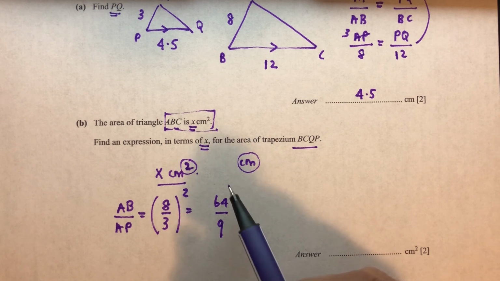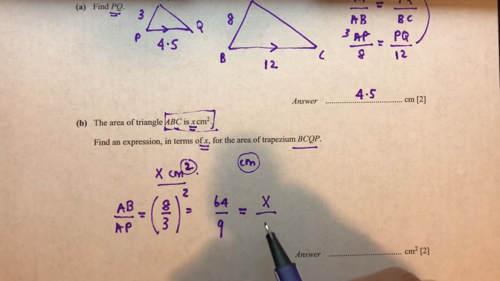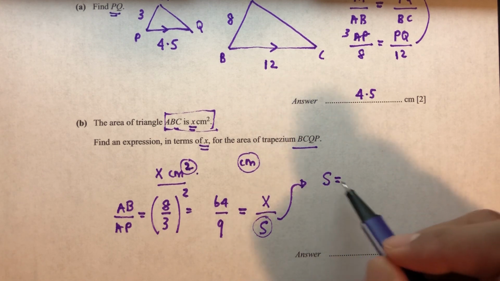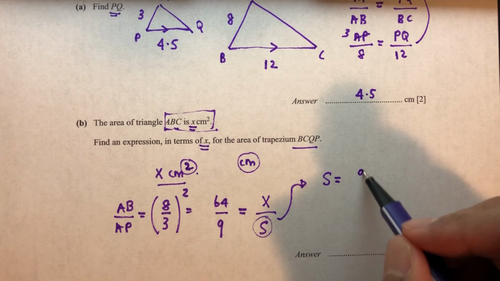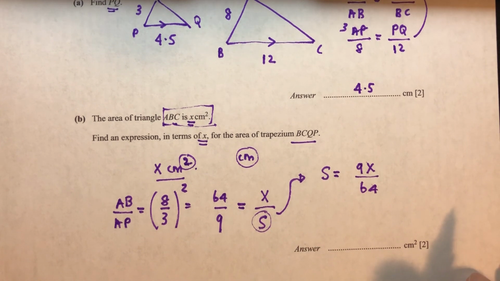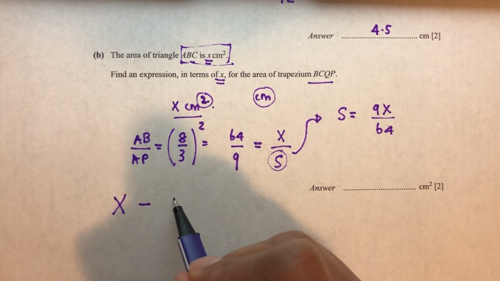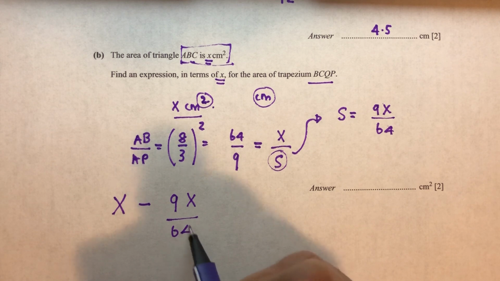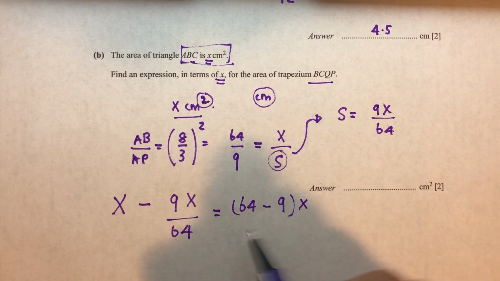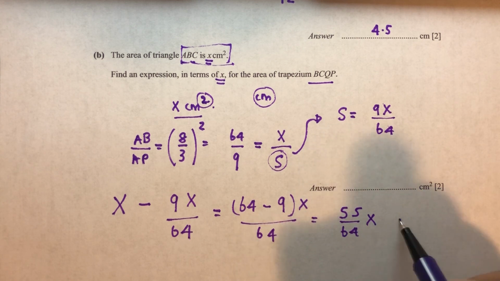And then for areas, for the big triangle, we know that it is x. For the small one, let's call the area S. So we have to find S first. S is equal to 9 times x, so 9x divided by 64. Here we go, that's the value of the small triangle. So now the area of the trapezium will be the big area, which is x, minus 9x over 64. That will be 64 minus 9, x outside, over 64. That will be 55 over 64 x. So that is your answer.